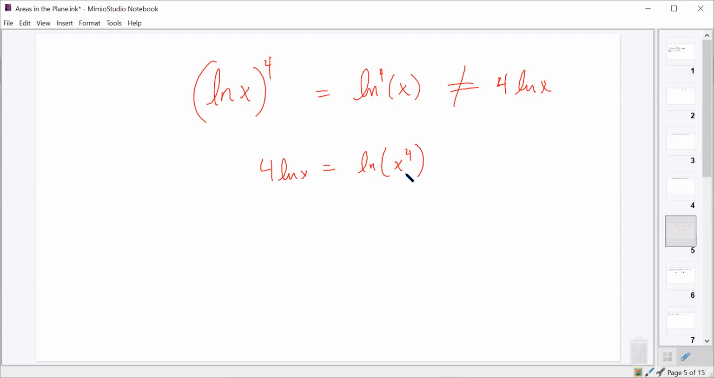Okay, got it. Yeah. So it's got to be the argument of the natural log. So the thing that you're taking the natural log of has to be raised to a power to pull that power out to the front. Whereas in this case, this means natural log x times natural log x times natural log x times natural log x, right? 4 natural logs, not the natural log of x times itself 4 times. Does that make sense?